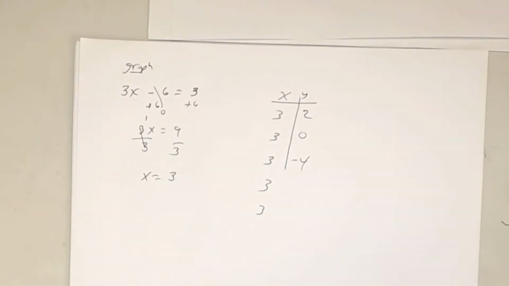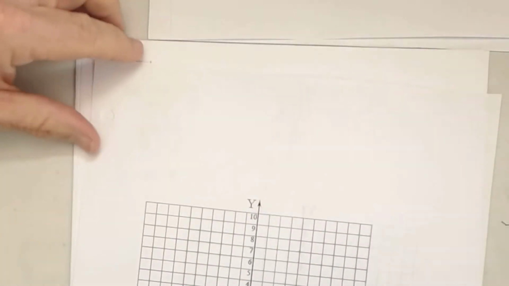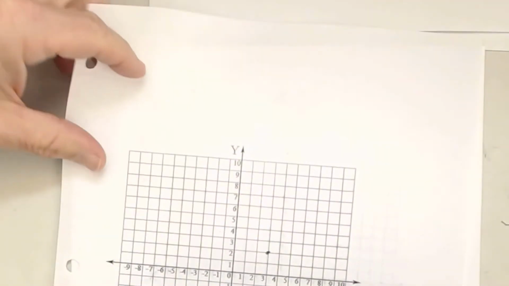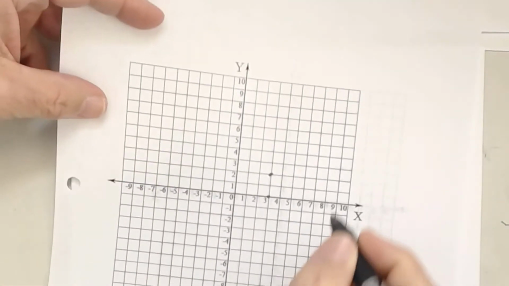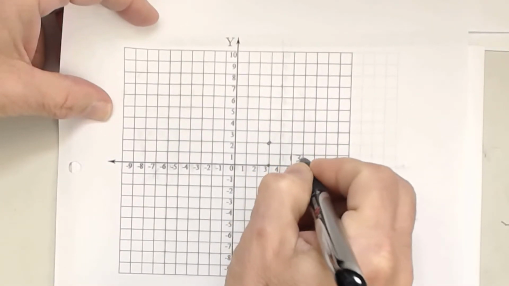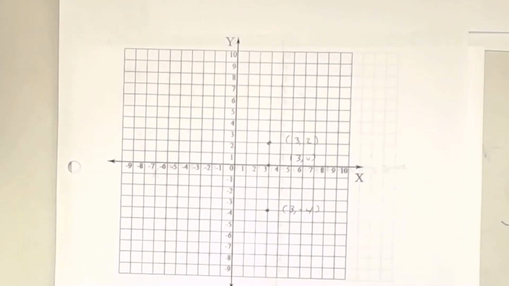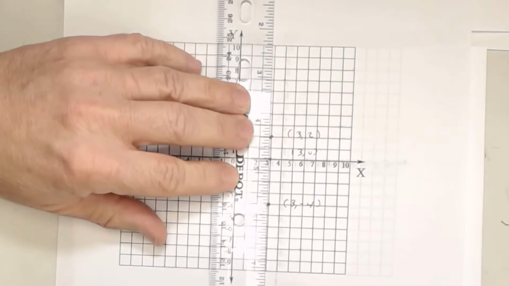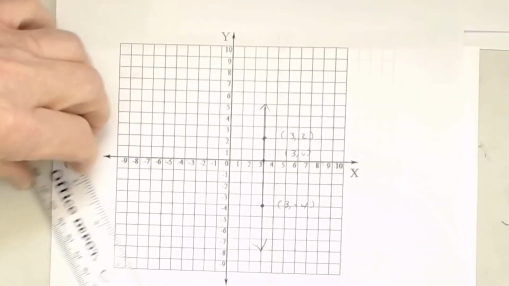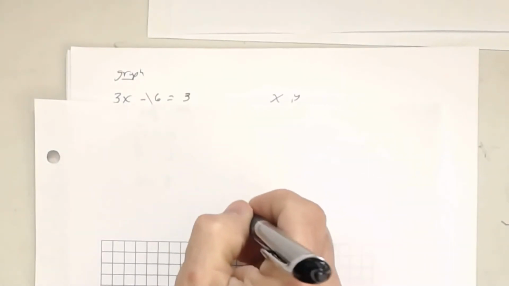And then you plot those 3 points, and what kind of line do you get? Don't say straight. What kind of line do you get? Vertical. Vertical line. All right, so 3, 2 is here. 3, 0 is here. And then 3, negative 4 is here. And again, if it says label, this is what you do. You label these. And then you draw your line. And notice it is vertical. All right, so that was the equation 3x minus 6 equals 3.